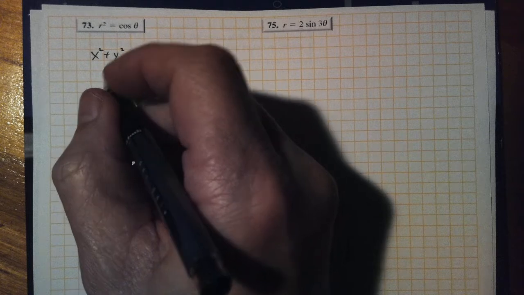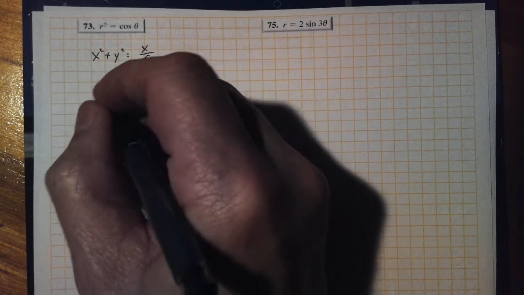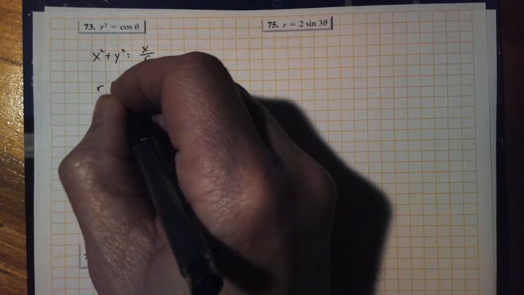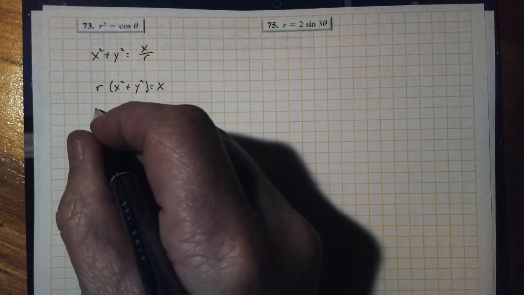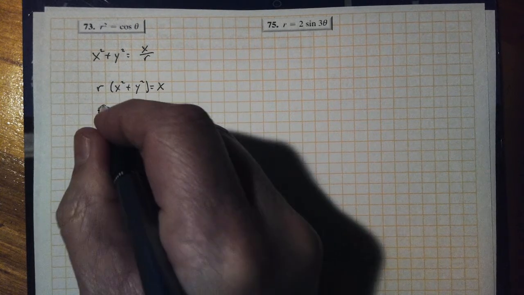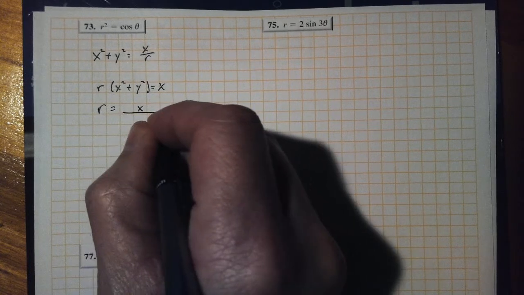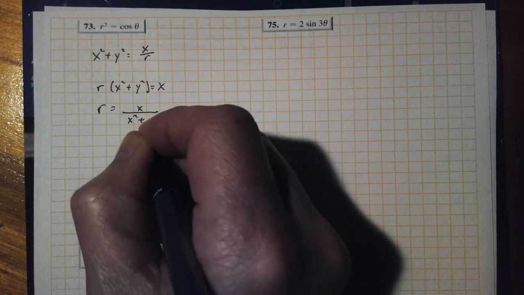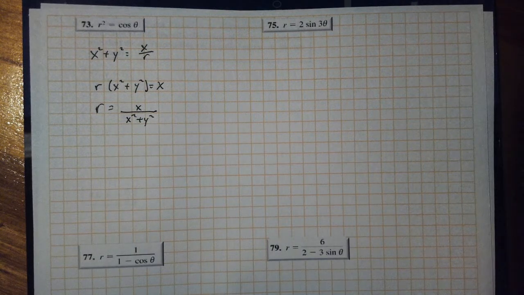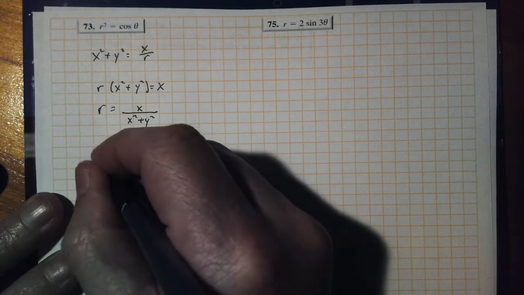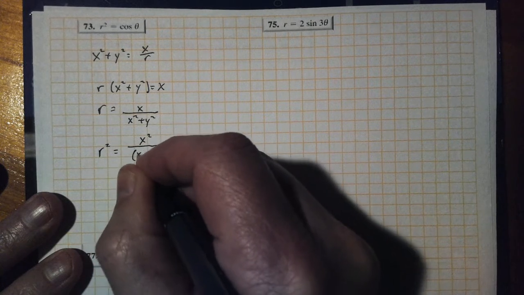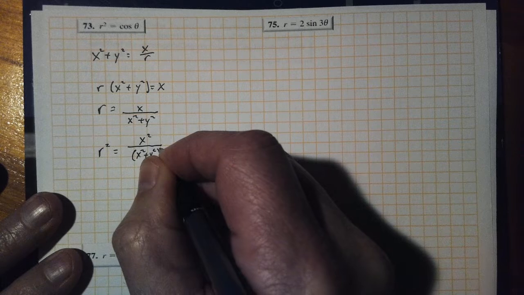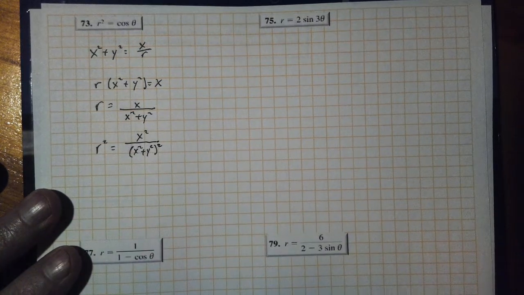So maybe what I would do is multiply r to the other side and get r times x squared plus y squared equals x. Maybe I would divide, get r alone. r is x over x squared plus y squared. And now I don't have much choice other than to square both sides. So I get r squared equals x squared over the quantity x squared plus y squared, squared.